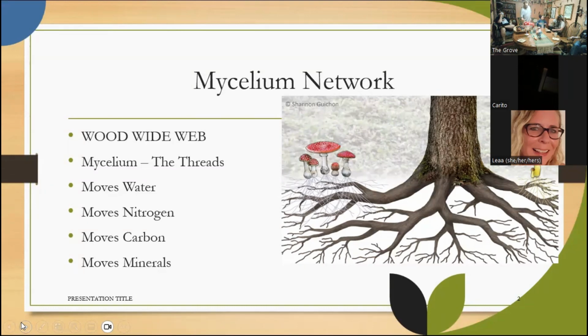So mycelium transports water, carbon, nitrogen, and other mineral nutrients to the various trees and plants within. And what the trees and plants are providing to the fungi is sugar and other nutrients that it needs to grow. And it's a very symbiotic relationship. Next slide, please.